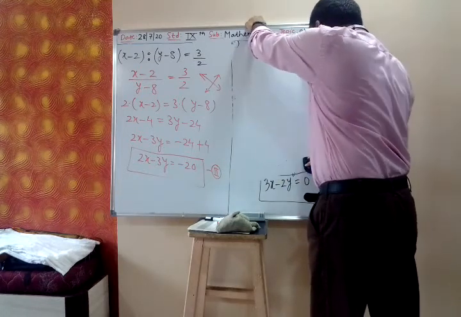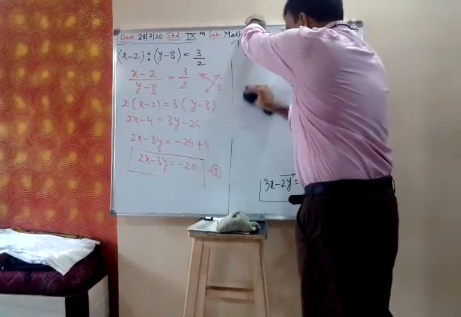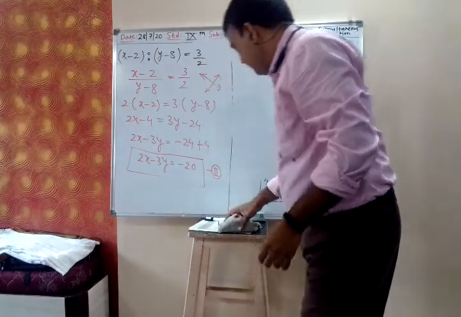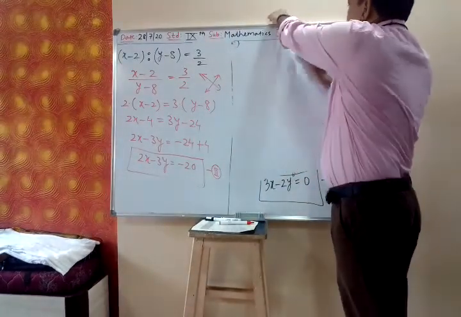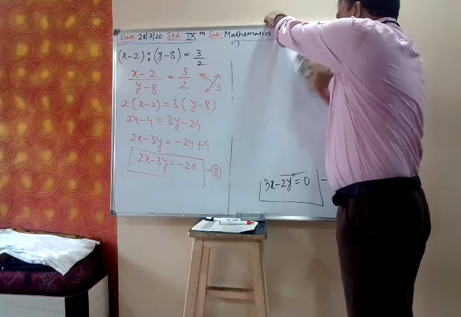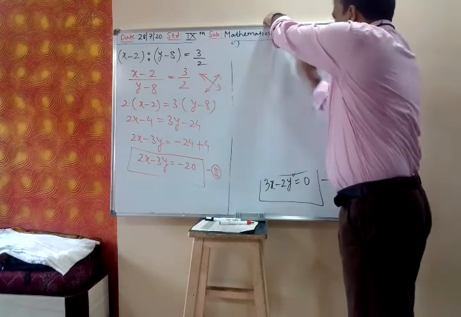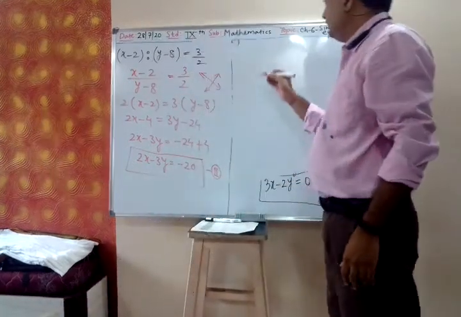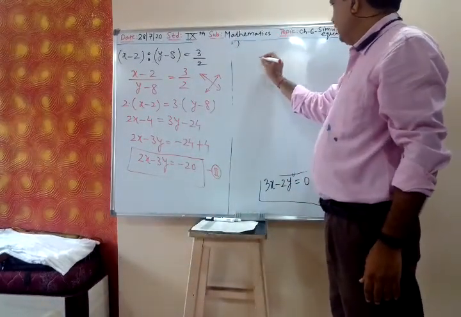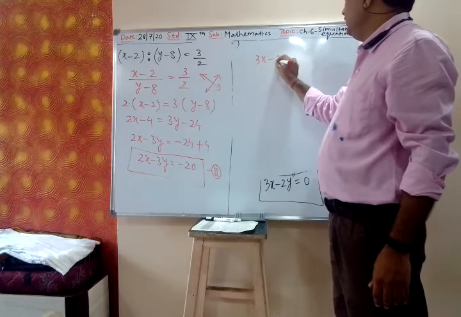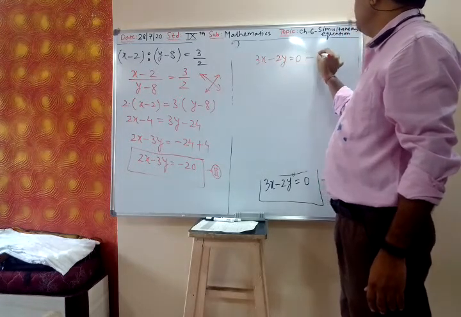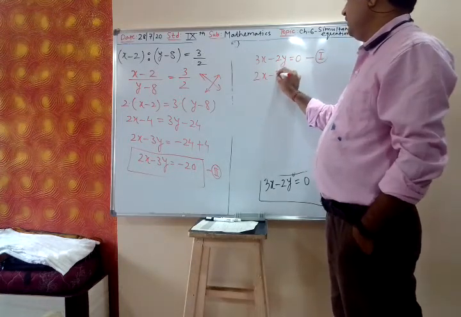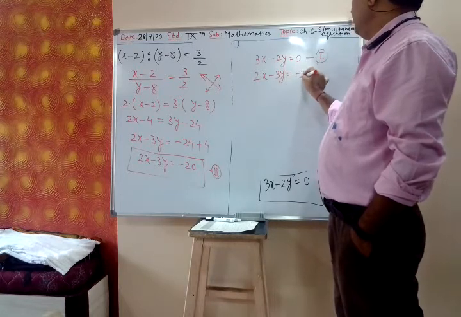3x minus 2y is 0 is equation 1. And 2x minus 3y is minus 20 is equation 2. Same answer you will get.